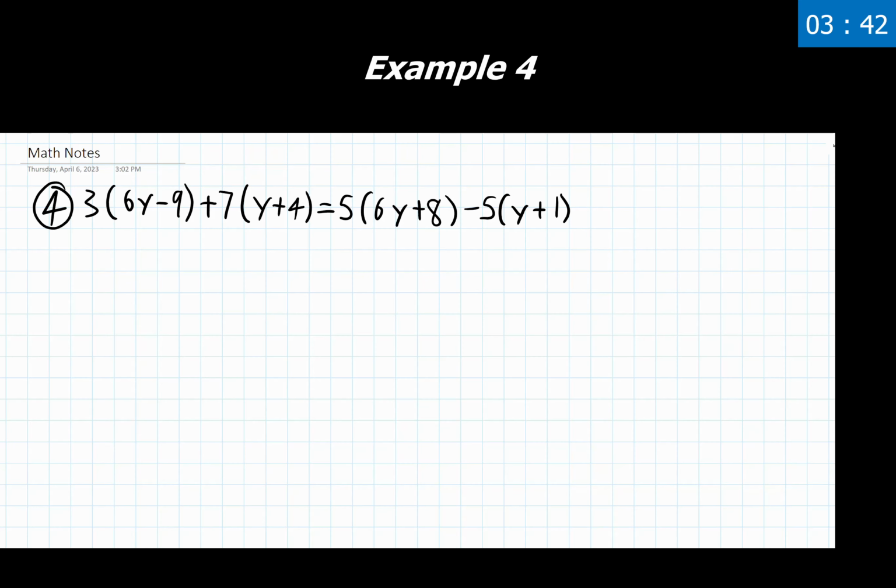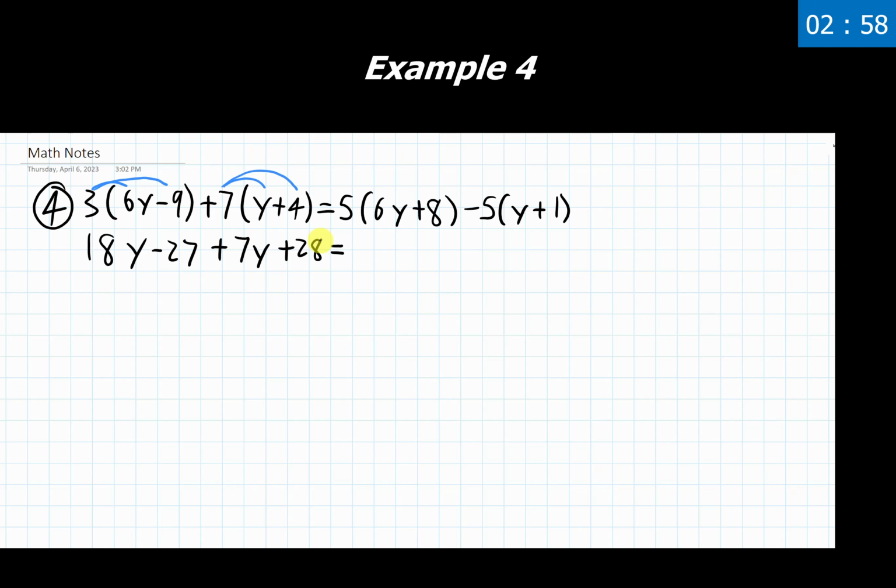Okay, final example here. And yep, it's a complete mess of a bunch of stuff going on. Again, really wanted to highlight, lean on the 2.1 to 2.3 material, the process that we have for that. Let's fully simplify the left side, fully simplify the right side before we actually go in and find our answer. So I'm going to distribute this 3 on the left side through to everything in the parentheses, and I'm also going to distribute this 7 through to everything inside of that set of parentheses. Should be getting 18y minus 27 plus 7y plus 28. Let's make that 8 a little bit better.